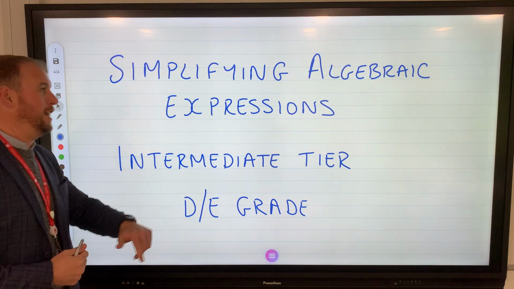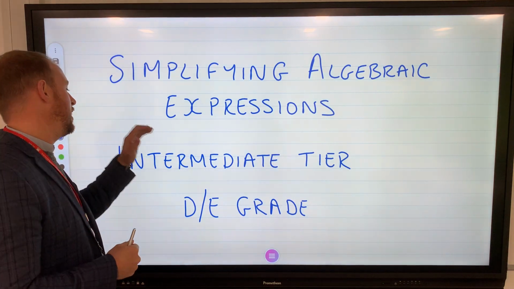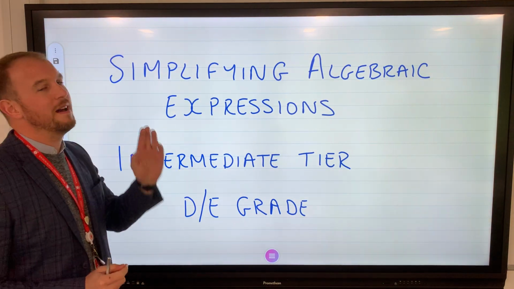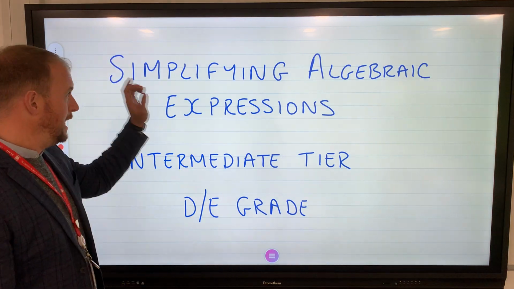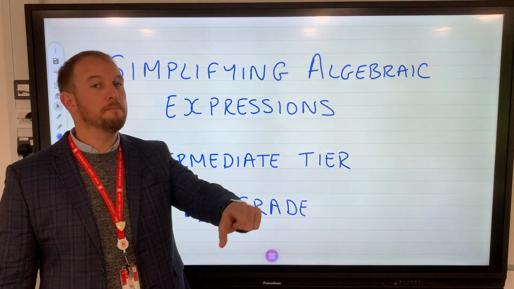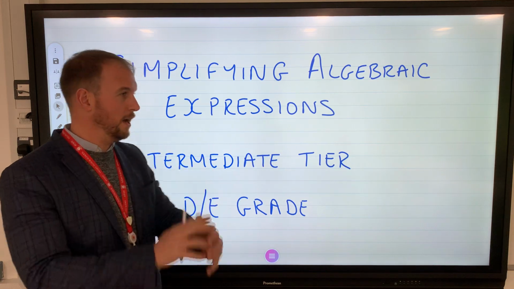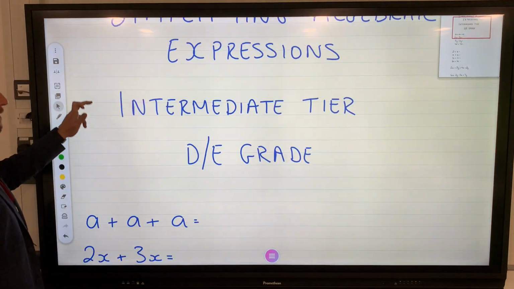So, simplifying algebraic expressions. I put it in your intermediate tier, however, it is in the foundation tier specification as well. So exactly what it says on the tin: simplifying, making things simpler. So let's have a look at some questions then.